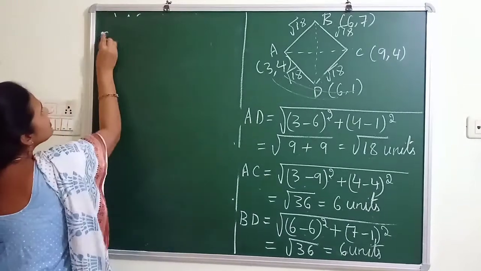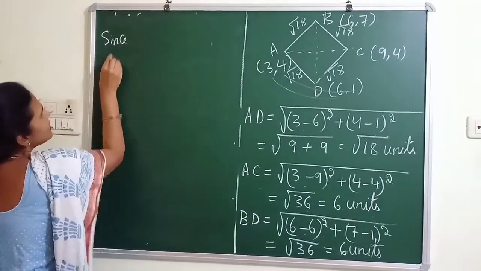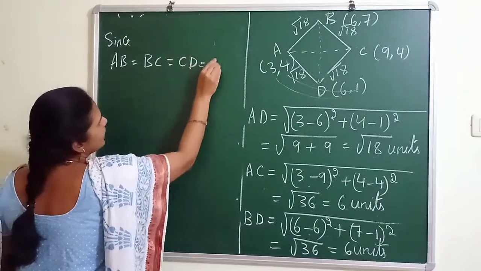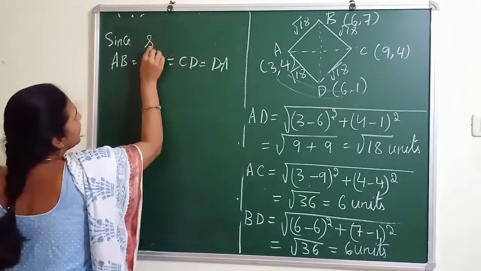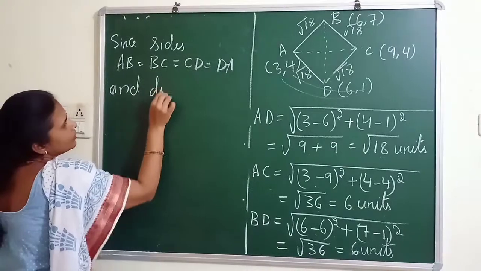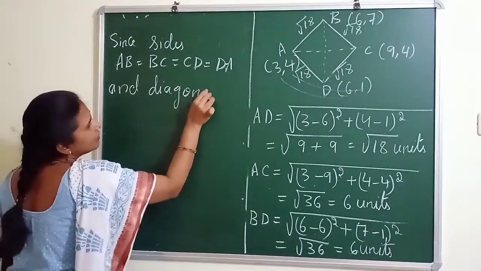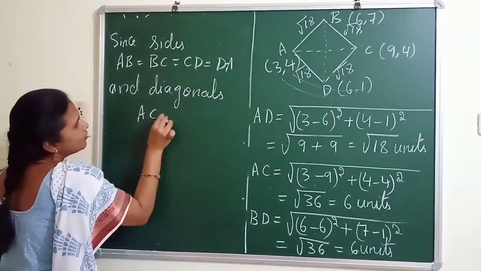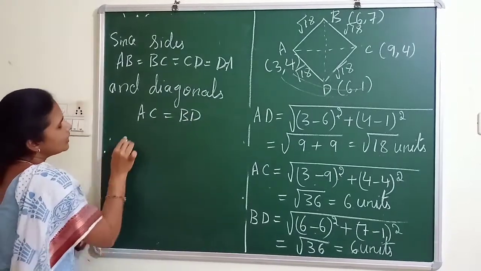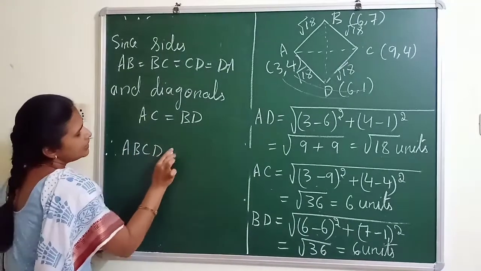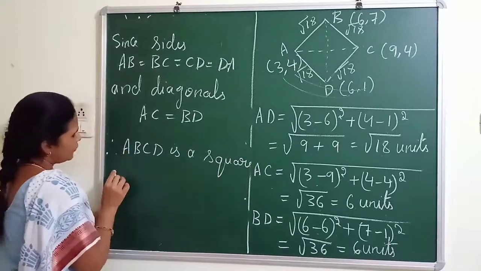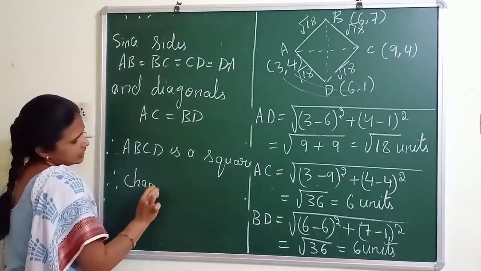So by writing, since the sides AB equals BC equals CD equals DA, these are all sides, and the diagonals. So what are the diagonals here? AC equals BD. Therefore, you can conclude that ABCD is a square. So who is correct here? Therefore, Champa is correct.